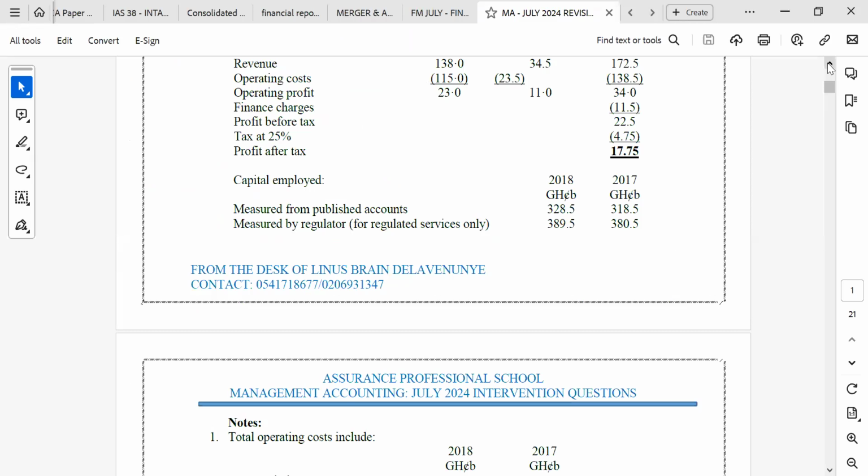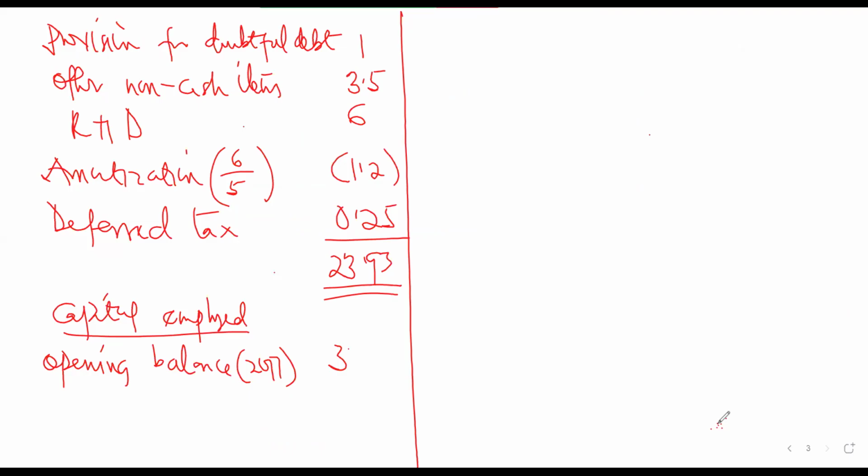Capital employed at the beginning of the year will be what? For the total entity, not the regulated service. We are doing this for the total entity. So what will be the opening capital employed? Please, the figures given to you, 318.5, are closing balances. So the 2017 balance will be the capital employed for this year.